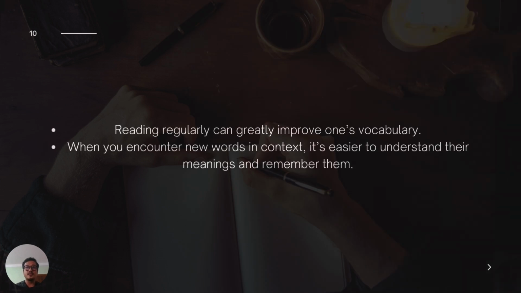Which option is the topic sentence? Is it when you encounter new words in context, it's easier to understand the meanings and remember them, or reading regularly can greatly improve one's vocabulary? The correct answer is reading regularly can greatly improve one's vocabulary.